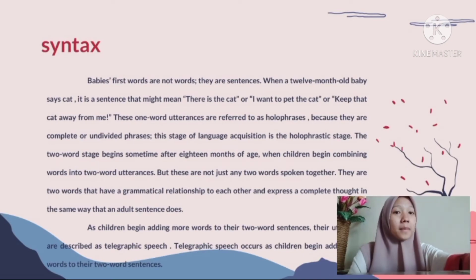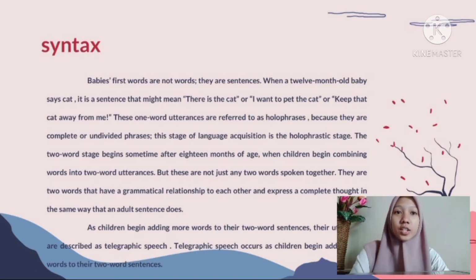Syntax. Babies' first words are not words, they are sentences. When a 12-month-old baby says cat, it is a sentence that might mean there is the cat, or I want to pet the cat, or keep that cat away from me. These one-word utterances are referred to as holophrases. Because they are complete or undivided phrases, this stage of language acquisition is the holophrastic stage.